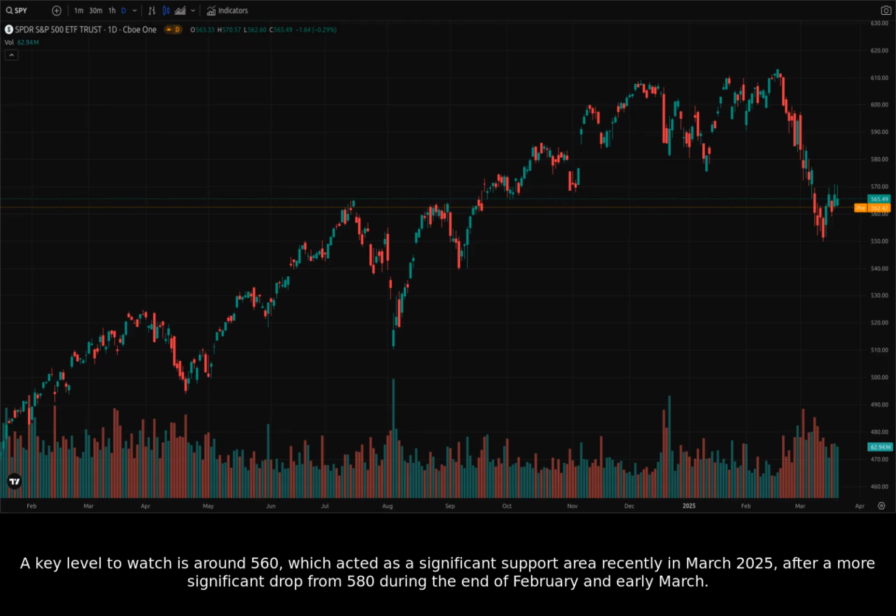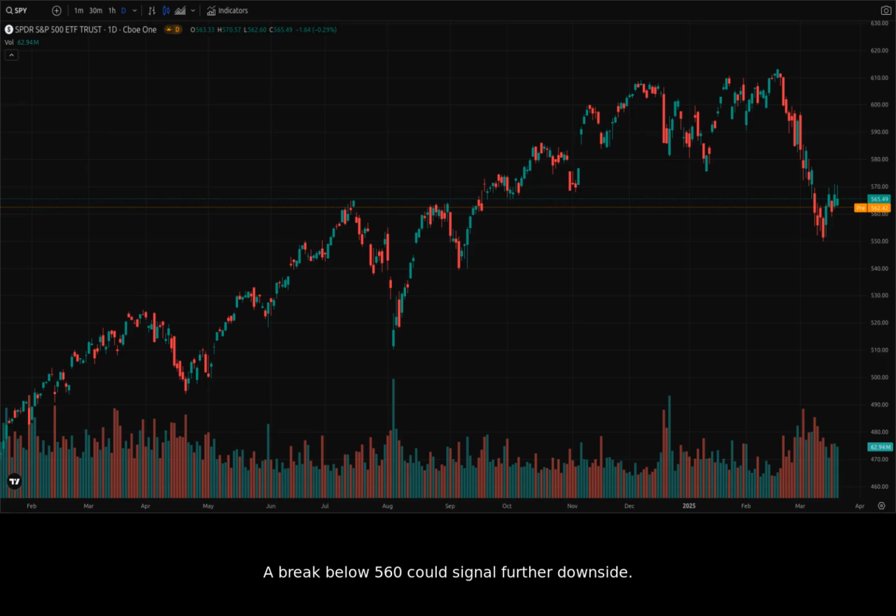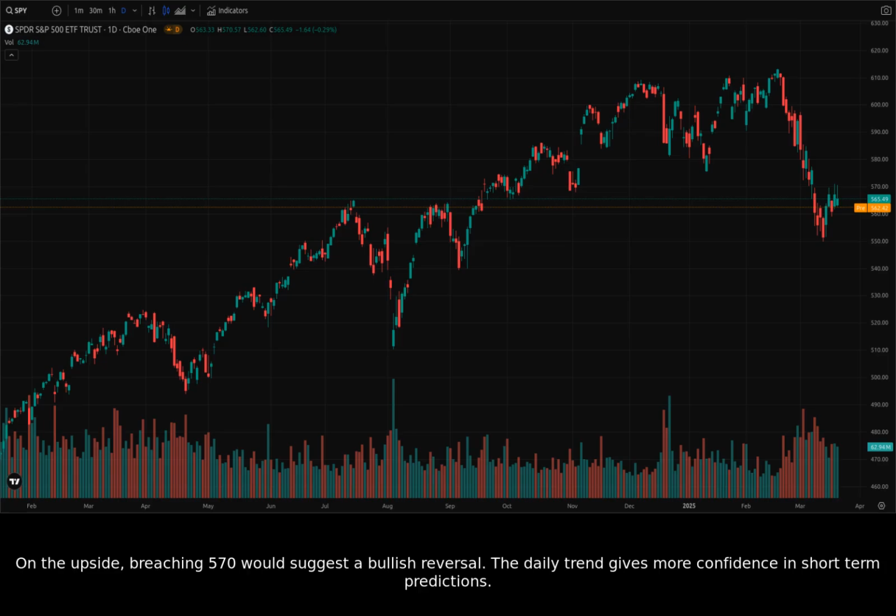A key level to watch is around 560, which acted as a significant support area recently in March 2025, after a more significant drop from 580 during the end of February and early March. A break below 560 could signal further downside. On the upside, breaching 570 would suggest a bullish reversal. The daily trend gives more confidence in short-term predictions.